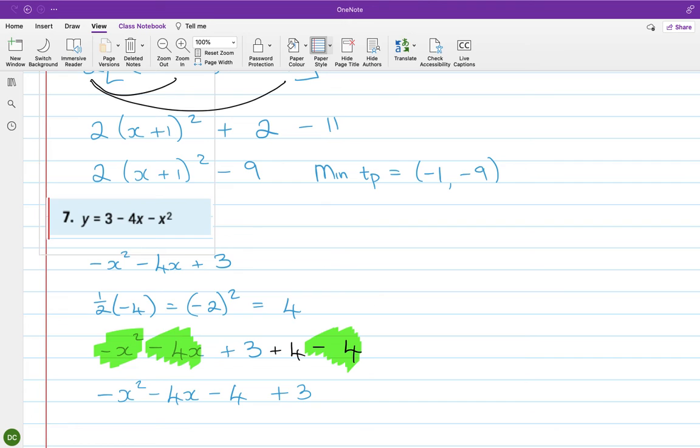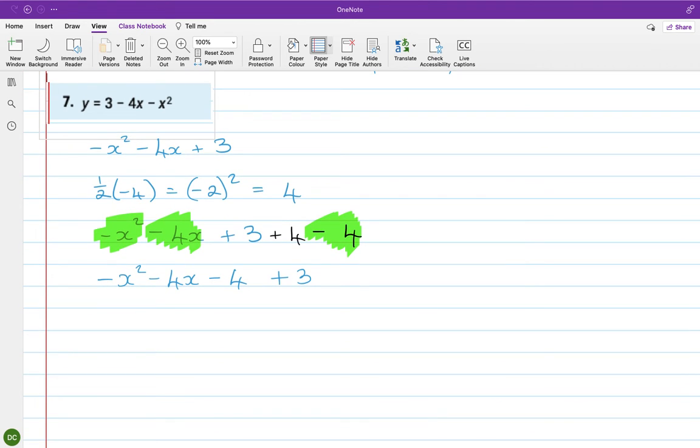So I'm going to take these 3 at the beginning there, and I'm going to take out the minus 1. That means I'm going to divide here by minus 1, here by minus 1, and here by minus 1. So that gives me x squared plus 4x plus 4, and then at the end I have plus 7. I'm going to keep the minus 1, I'm just going to write it as a minus, and then this here should become a perfect square, I think.